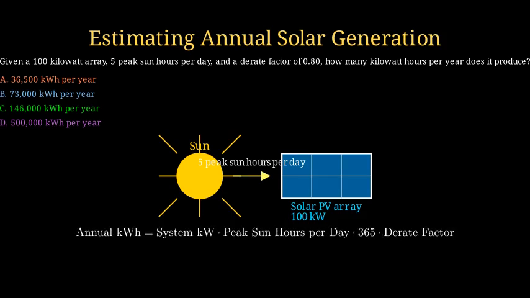We will plug in the numbers now. That is 100 times 5 times 365 times 0.8. When you multiply those numbers, you get 146,000 kilowatt hours per year.